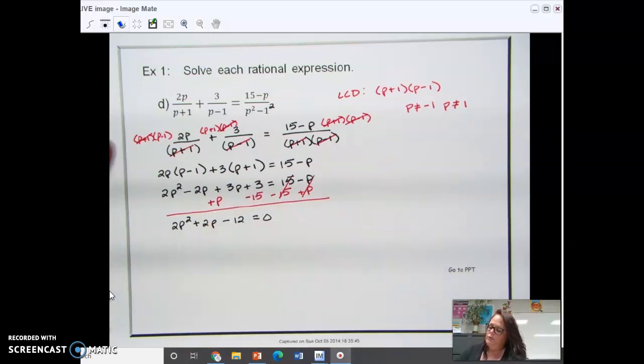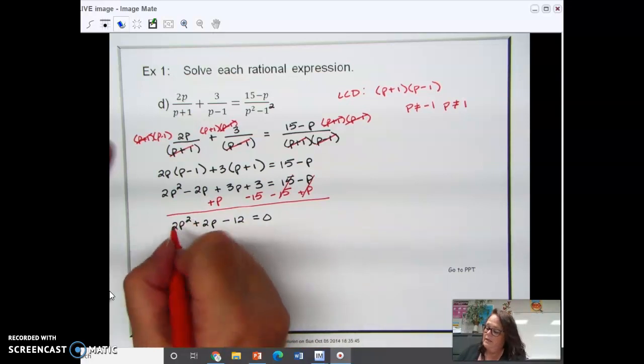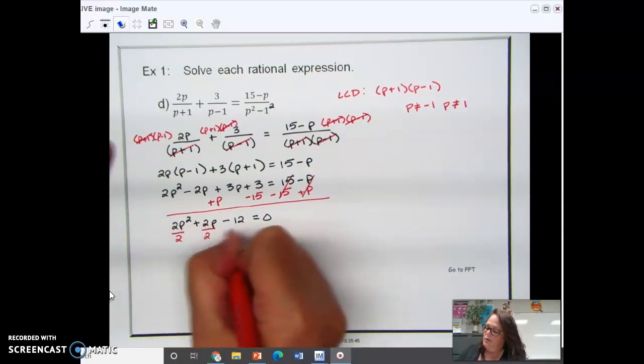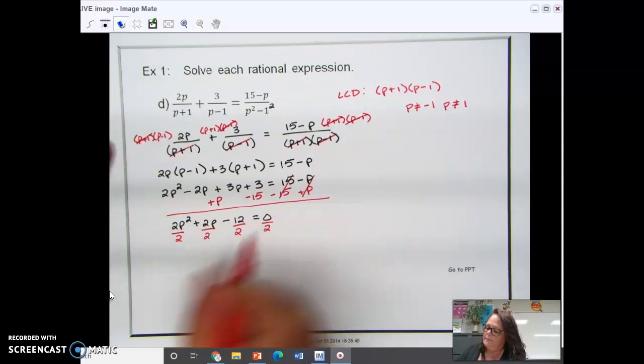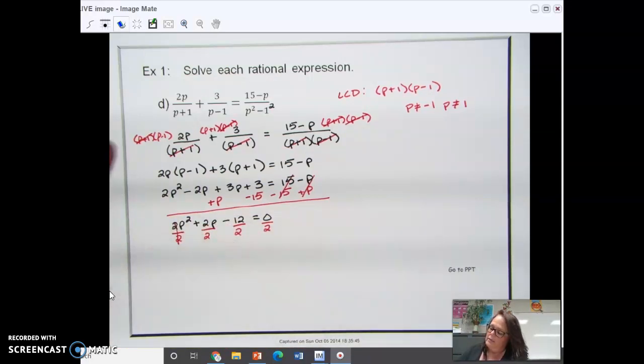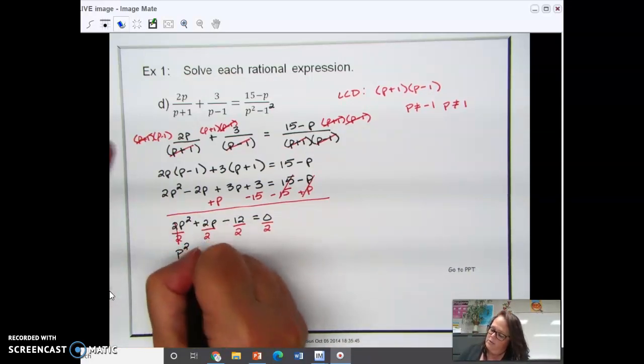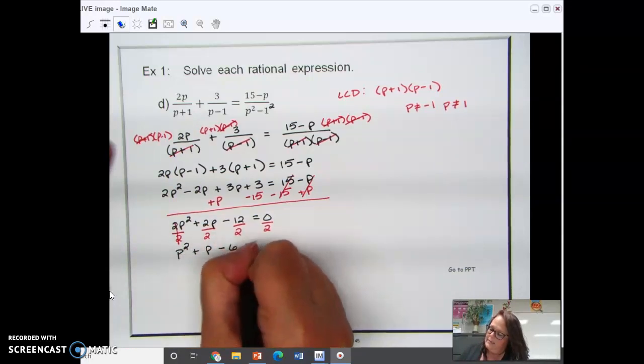And before we get too concerned with that 2 in the front, notice I can divide that out because I have that equal sign right there. So now it's gone and it makes our life so much easier. So we've got p squared plus p minus 6 equal to 0.